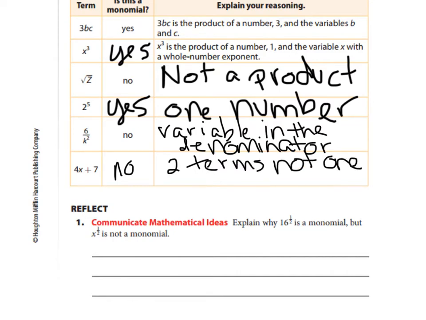Or you also could have said maybe there was the fact that there was an addition sign, so it wasn't just a product would be fine. But the biggest thing to recognize is if you have a plus or minus sign, that means you no longer have one term, you've got more than one. Number 1, they want to know why 16 to the 1/2 is a monomial, but x to the 1/2 is not a monomial. So go ahead, think that through, figure out how you would explain that, and then check with a partner.